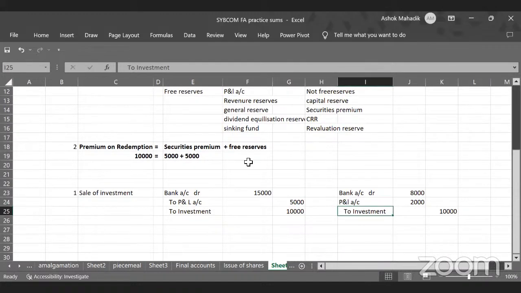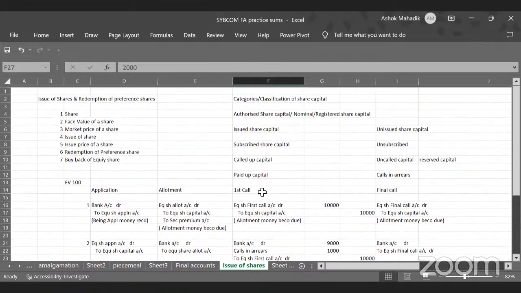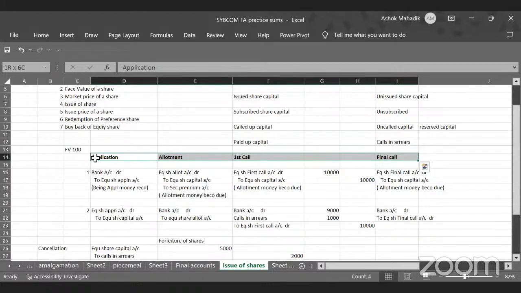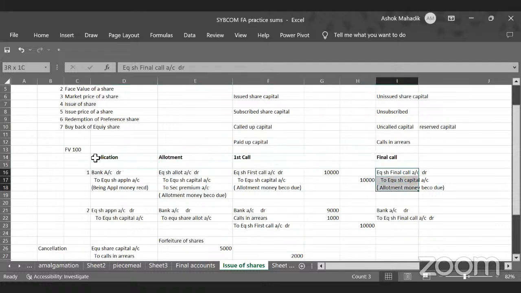Another entry which you will receive in redemption of preference shares is that in the balance sheet they will give you that the company made a final call. We just saw what the entry for final call is. Do you remember, students? I'll just take you to that page again. Look here on the right-hand side. Equity share final call to equity share capital. And when you receive money, bank account to equity share final call. So these entries will be repeated. If you want, I'll write it again.